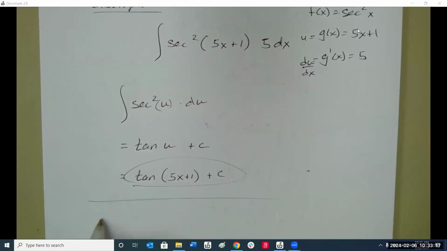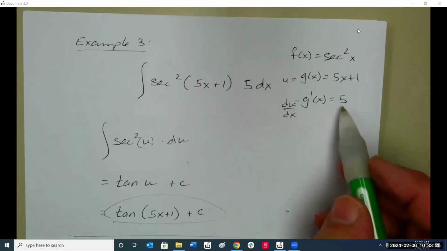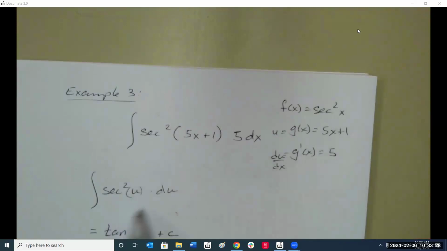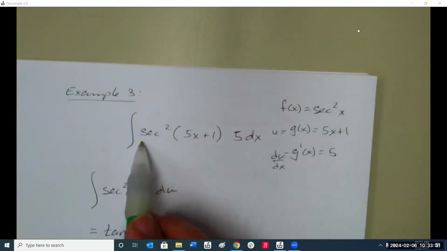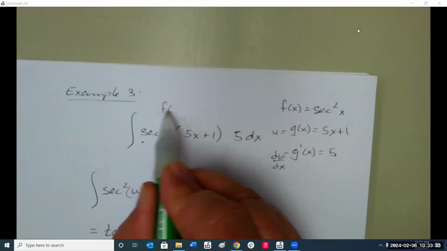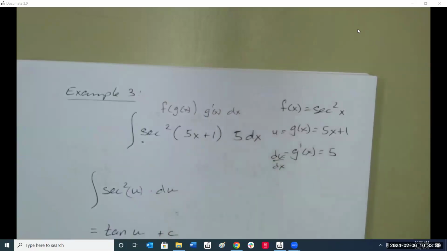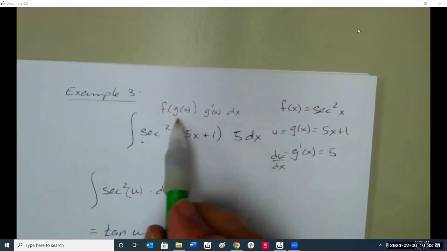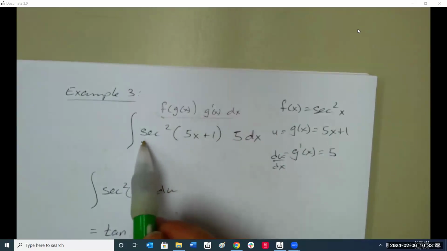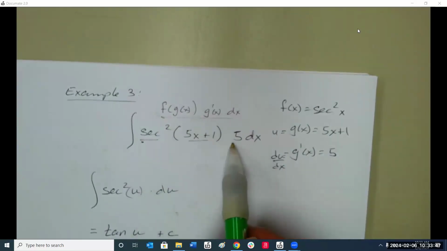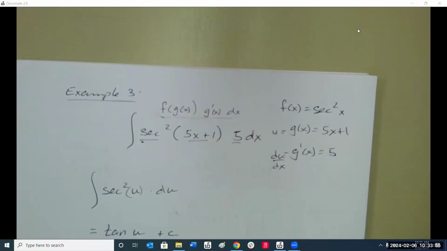Example 4. Oh, I was gonna ask, what happens to the 5 dx or the 5? Actually, nothing happens to it. I'm glad you asked that, because we cannot use the substitution method unless we have f of g of x, g prime. According to the theorem, we have to have this form before we go. So here's f, there's g prime. Because those fit, then we know that the integral is f of g, which is this.